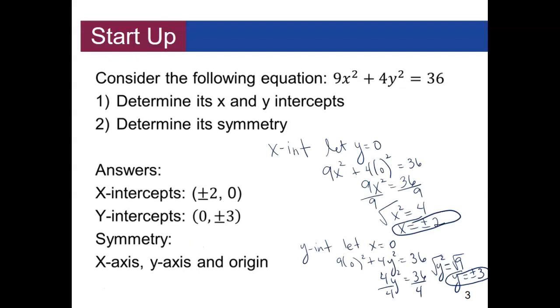Okay, these are the answers that you should have gotten. So on the x-intercepts, just to recall, you want to let y equals 0, substitute that in and solve, and you get x equals plus or minus 2. We can write it as an ordered pair like this.